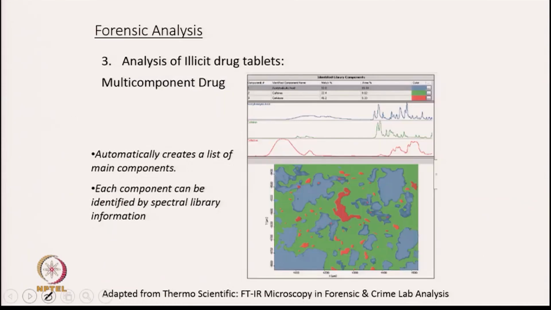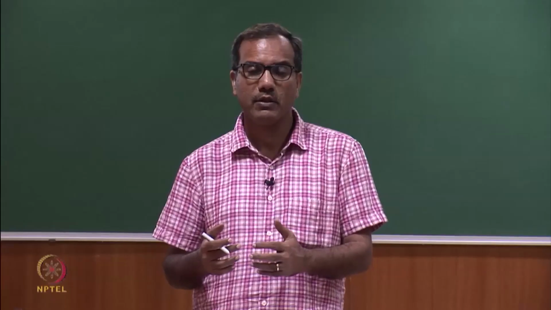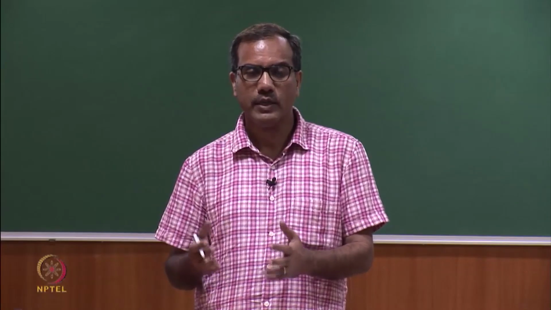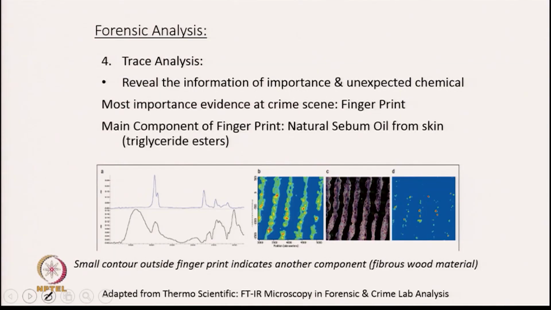FTIR is also used for analysis of illicit drug tablets. Again, you can do multi-component drug analysis, and the spectra can be analyzed to get a list of main components, and each component can be identified by a spectral library of information. The information of any illicit component can be obtained through FTIR imaging. Trace analysis can also reveal the information of important and unexpected chemicals.